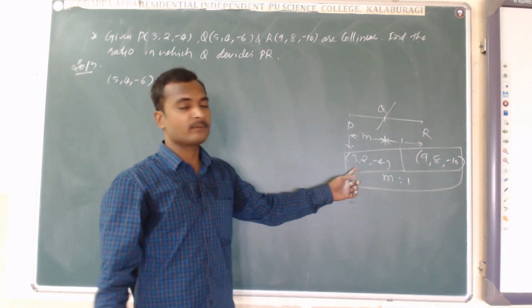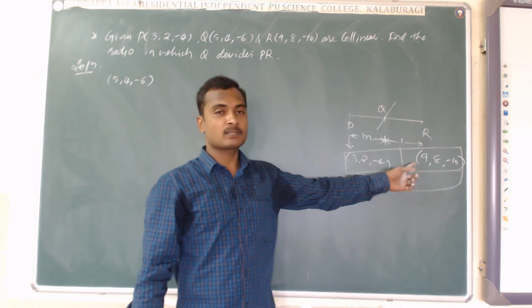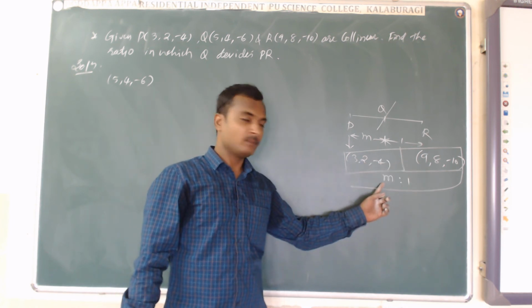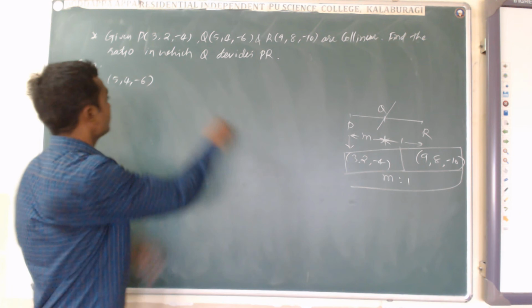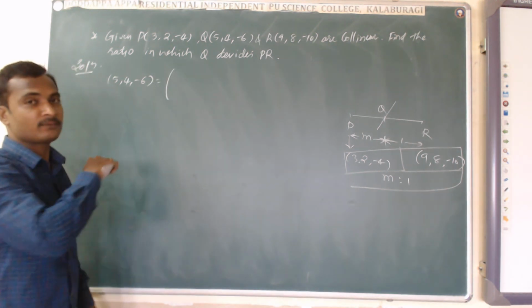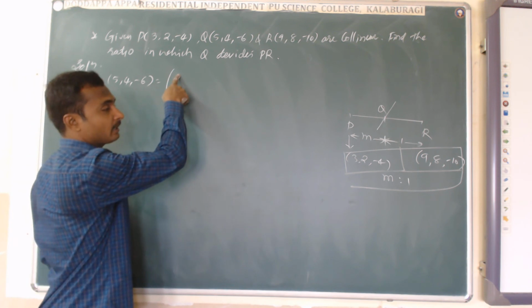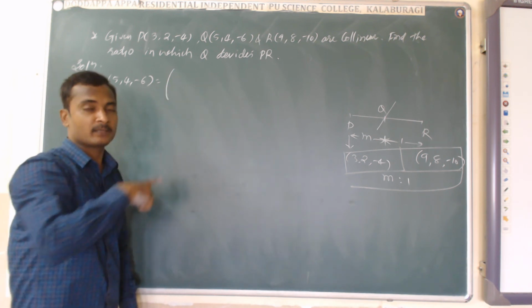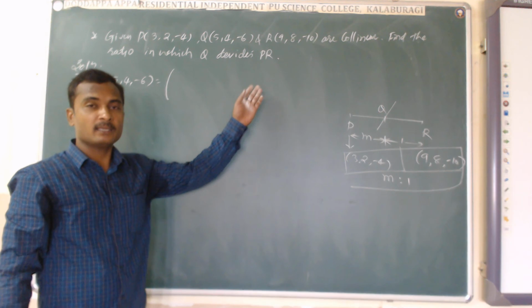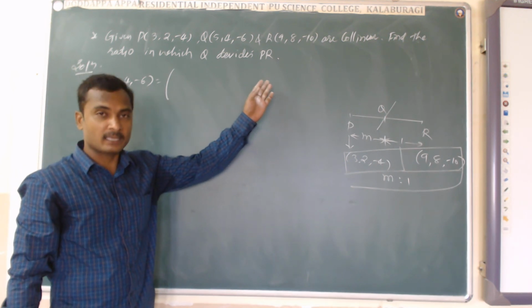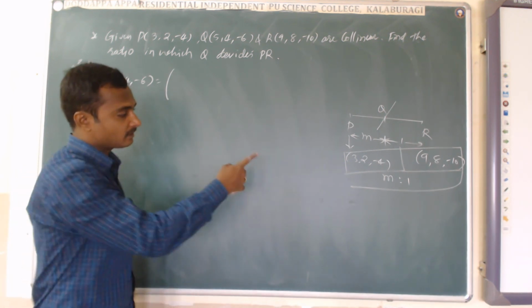Take this as x1, y1, z1. Take this as x2, y2, z2. Take this as m and this as n. Substitute in the internal division formula. So what is the formula for internal division? It is (mx2 plus nx1) by (m plus n), (my2 plus ny1) by (m plus n), (mz2 plus nz1) by (m plus n). So let us substitute the same values.